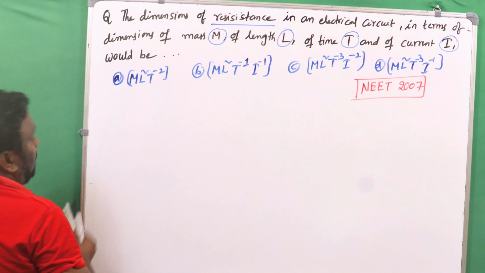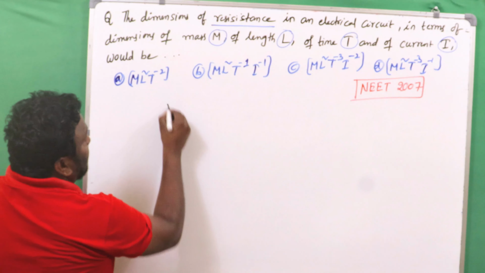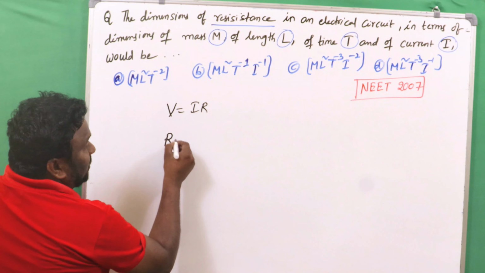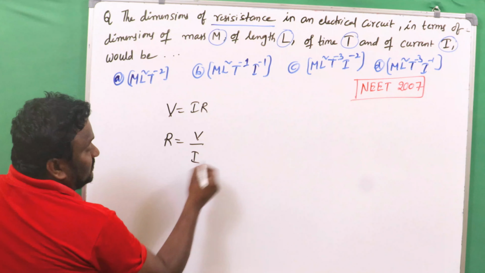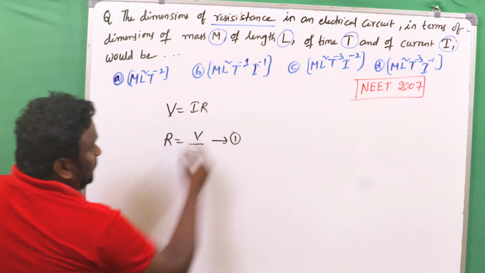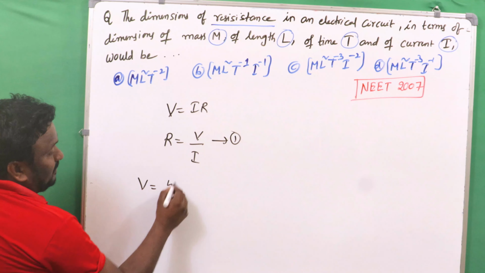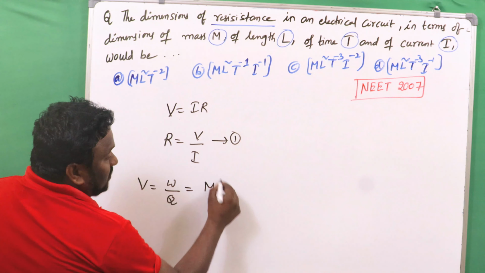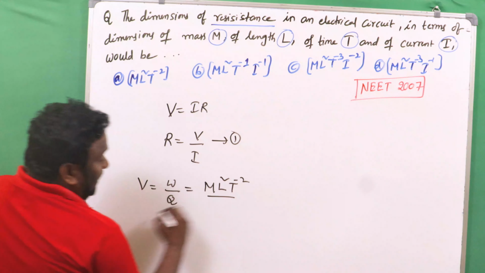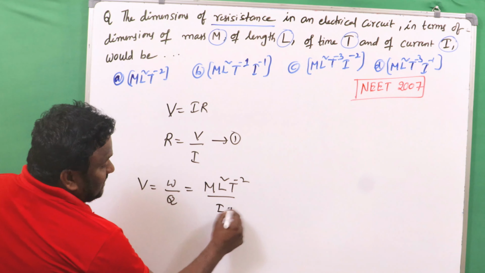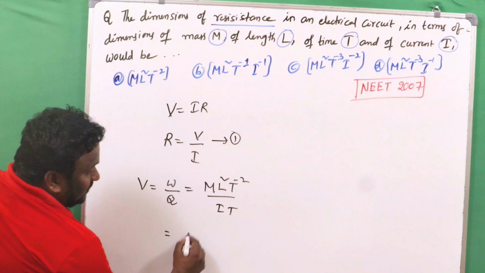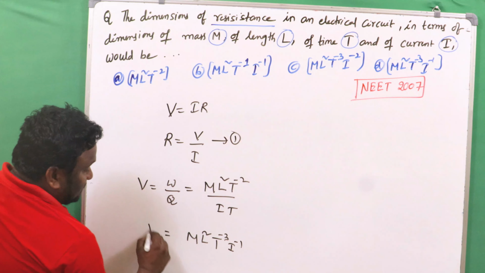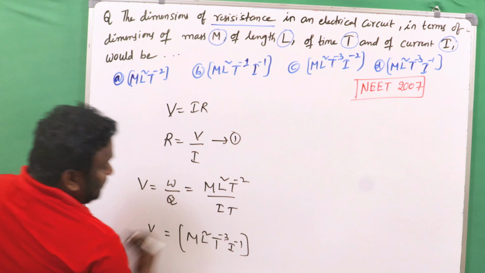So let's discuss here. Already we know Ohm's law: V is equal to IR. From that we can write R is equal to V by I. Clear? Take this as equation number 1. What is V? V is equal to W by Q. What is W? Work. Dimension formula is ML square T inverse 2. And Q, charge, is IT. Then we get ML square T inverse 3 I inverse 1. So this is the dimension formula of potential.